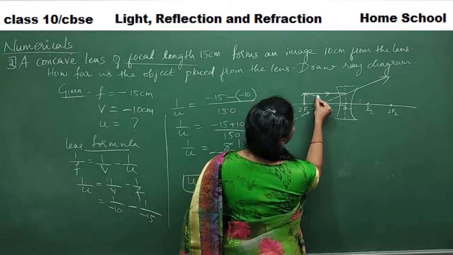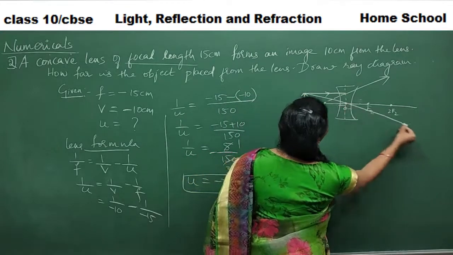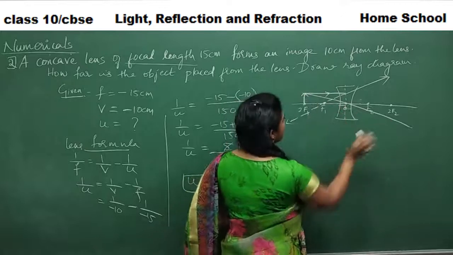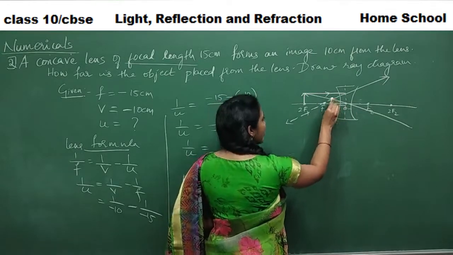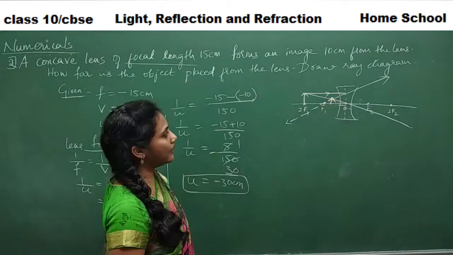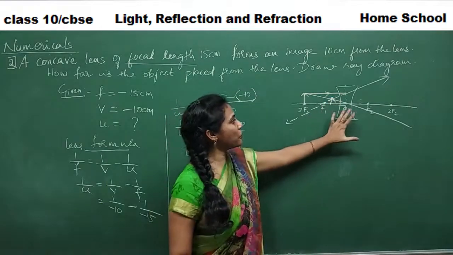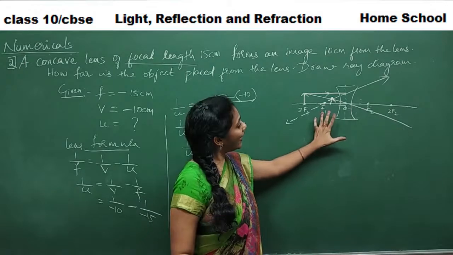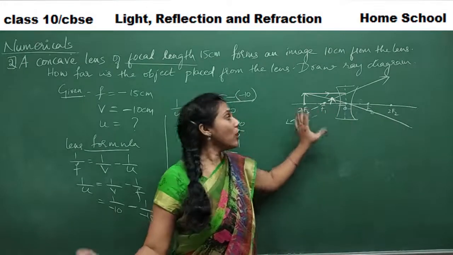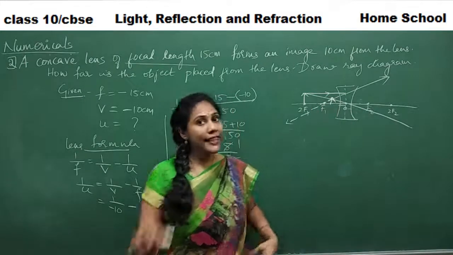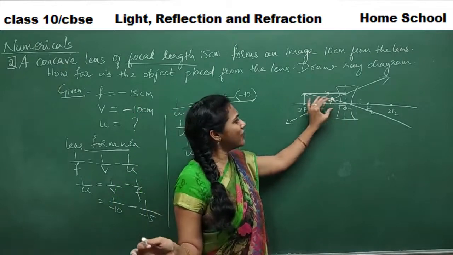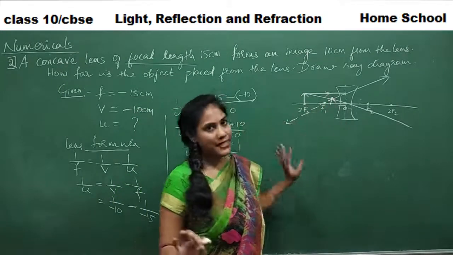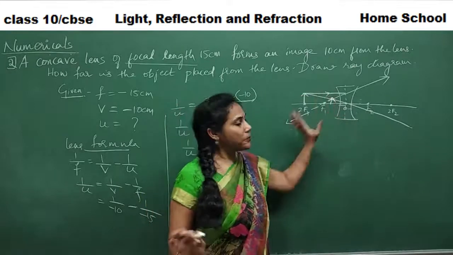And another incident ray, straight away I will pass it through the optical center, so it goes in a straight line. So where are these two rays meeting? These two rays are meeting here. So this is my image. Okay, so what is the image position? Between optical center and F1. Okay, it's a virtual image. Always in a concave lens, virtual images are formed. Virtual image in the sense, the image is formed on the side where the object is kept.